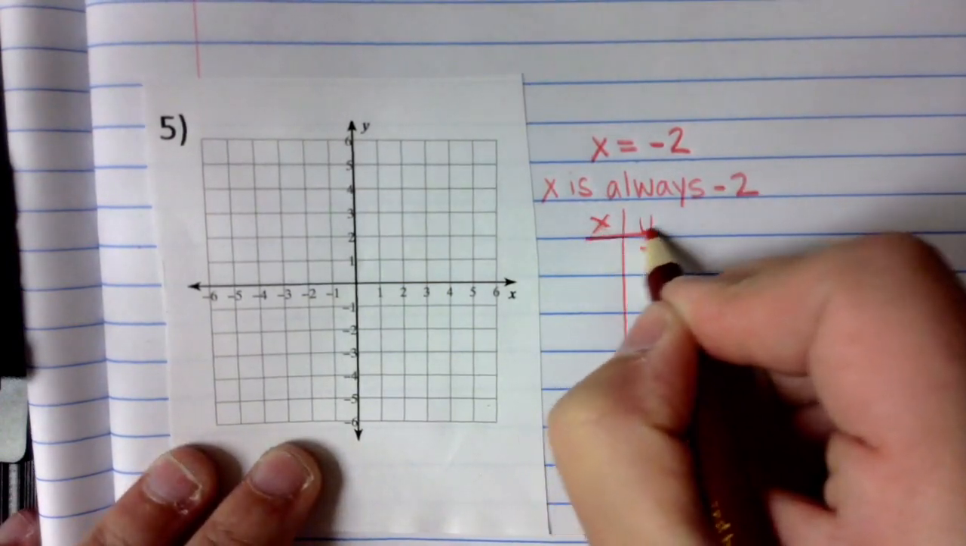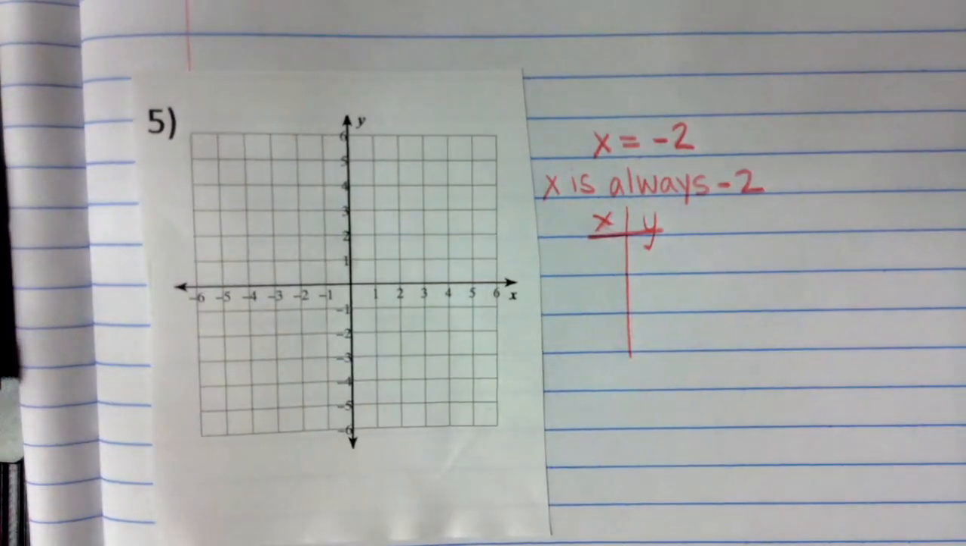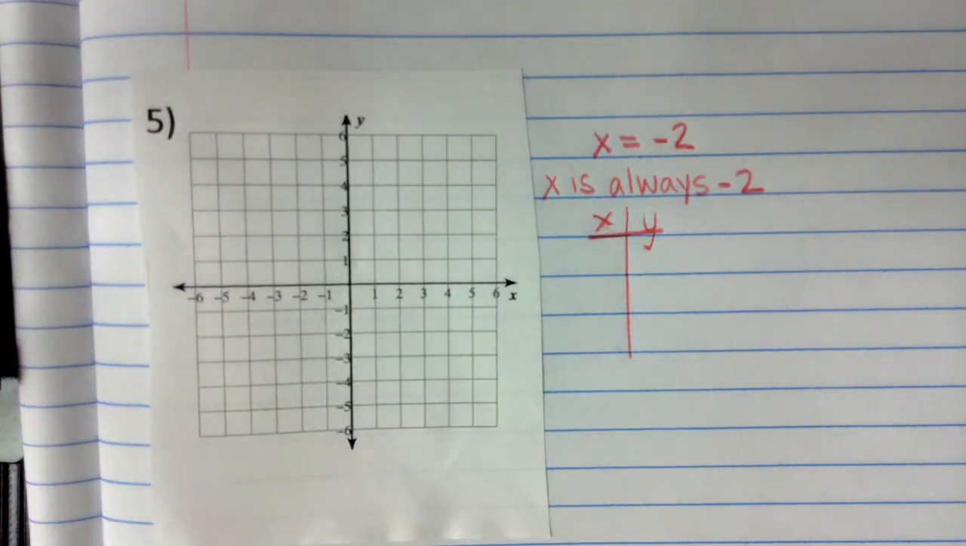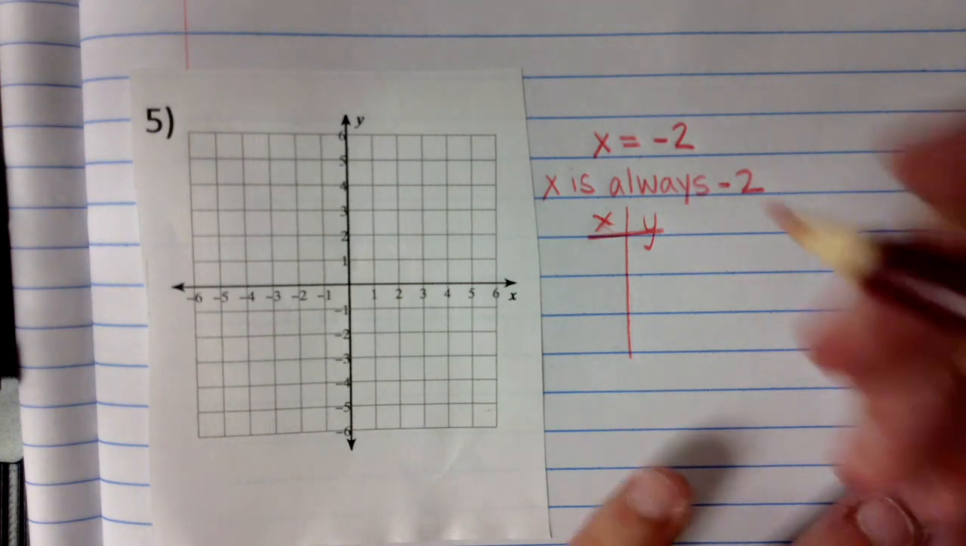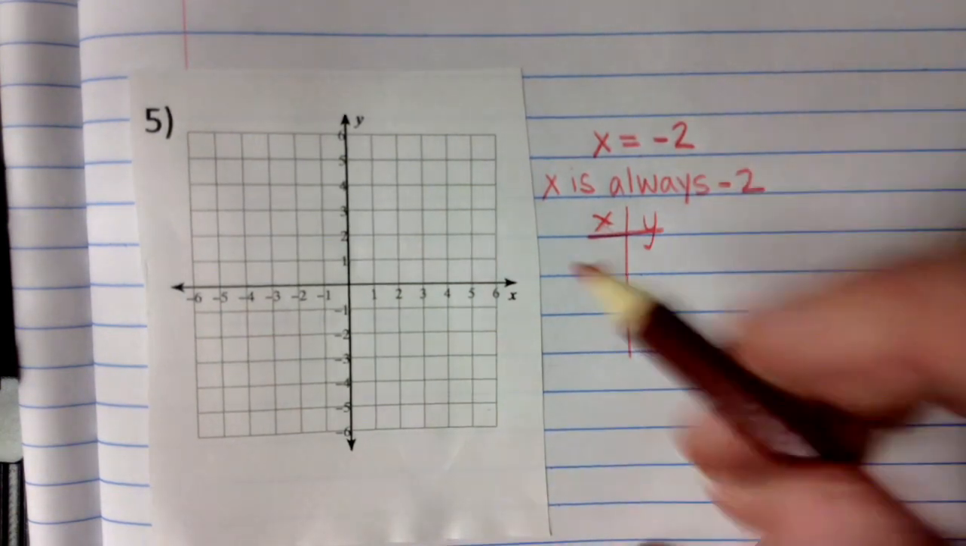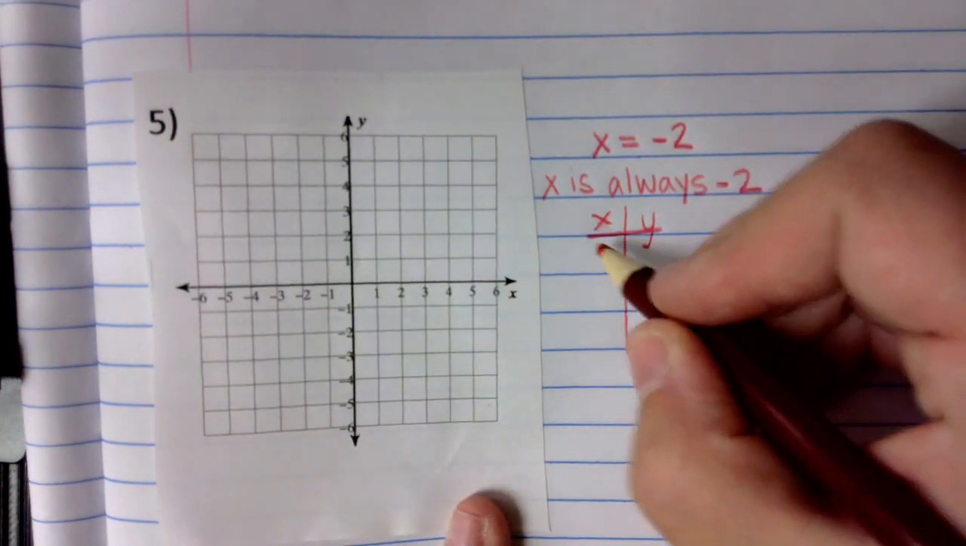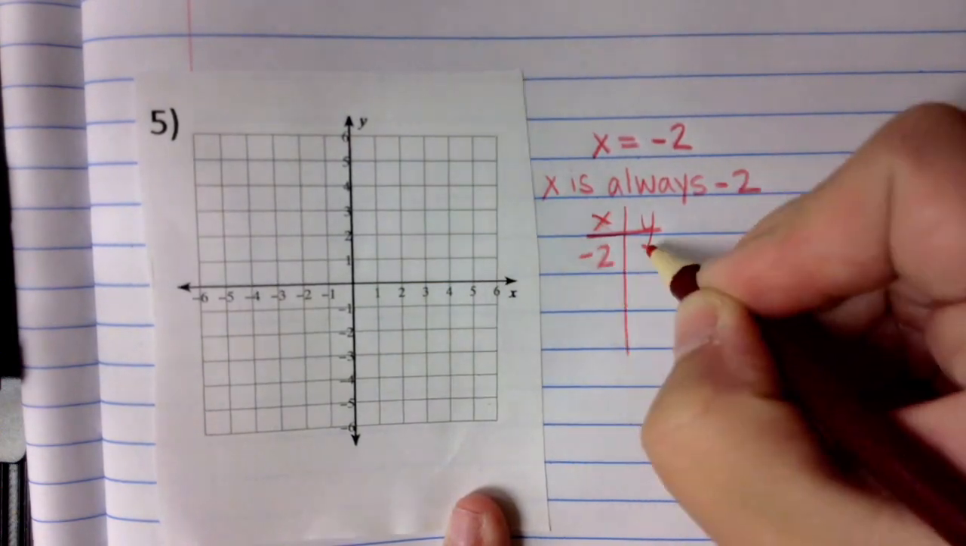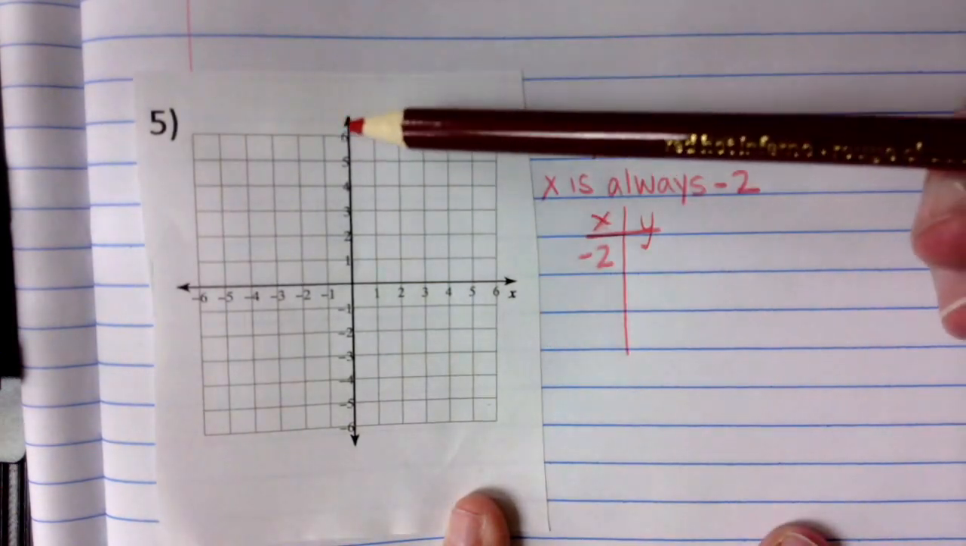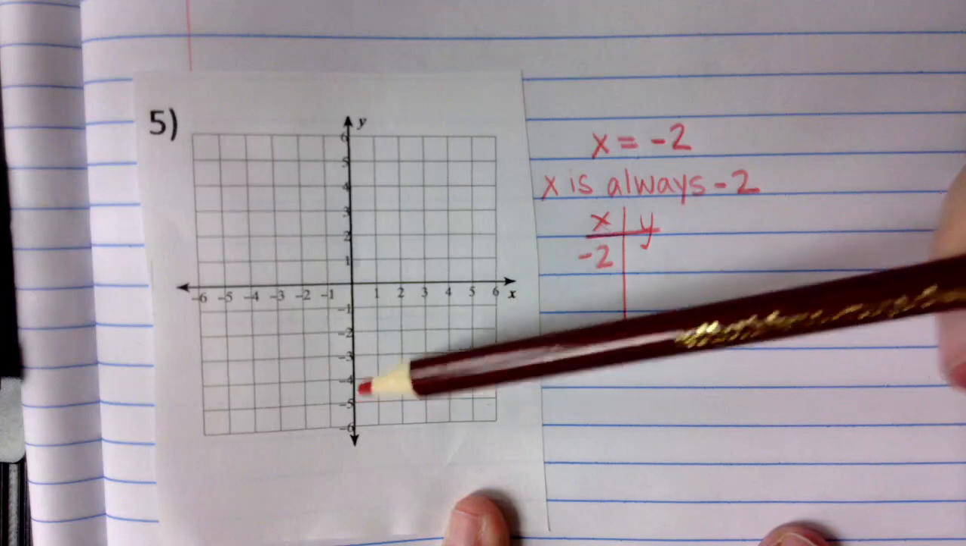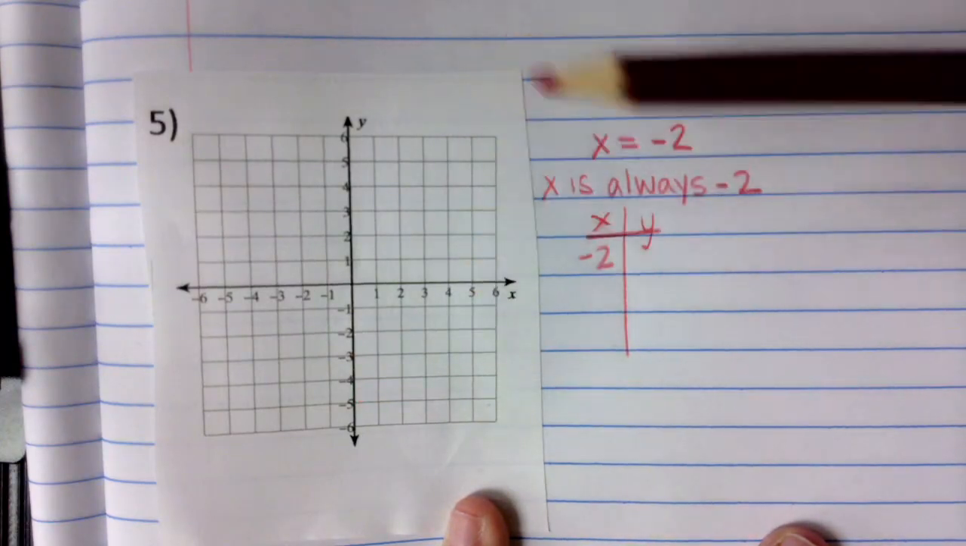All right, what does x have to be? -2. Now for the y, I want to choose something that's on my graph. Do I have any rules about what I can choose? No, so I'm going to look at my graph and I'm going to say 2. +2. Because I see a +2 right there on my y. So that's one ordered pair, -2, 2. All right, for the next ordered pair, what is the x?